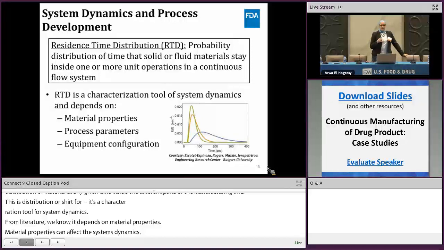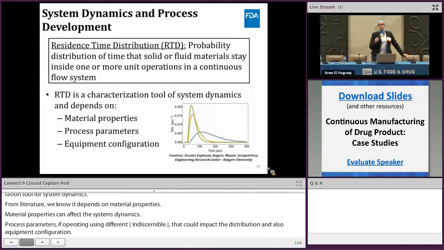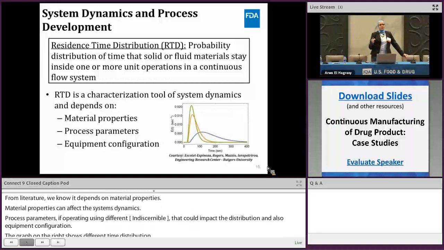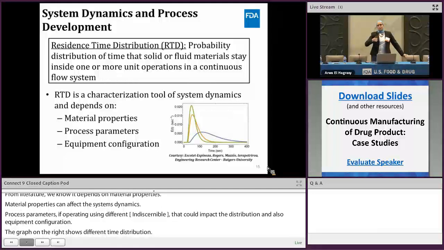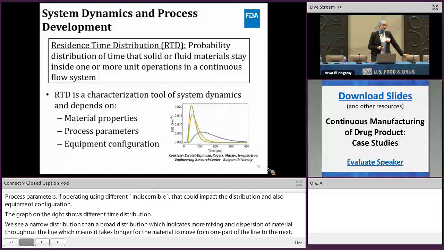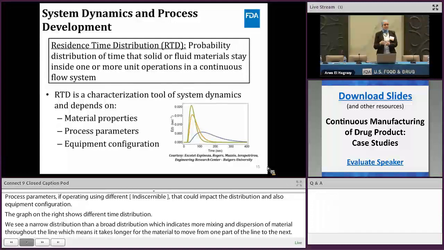We see a narrow distribution and then a broad distribution, which indicates more back mixing and more dispersion of material throughout the line, which means it takes longer for the material to move from one part of the line to the next. And that becomes important if you have any diversion of unacceptable material during operation, to understand the residence time and how long it takes to reach a certain point at which you're going to divert that material and then continue the operation.